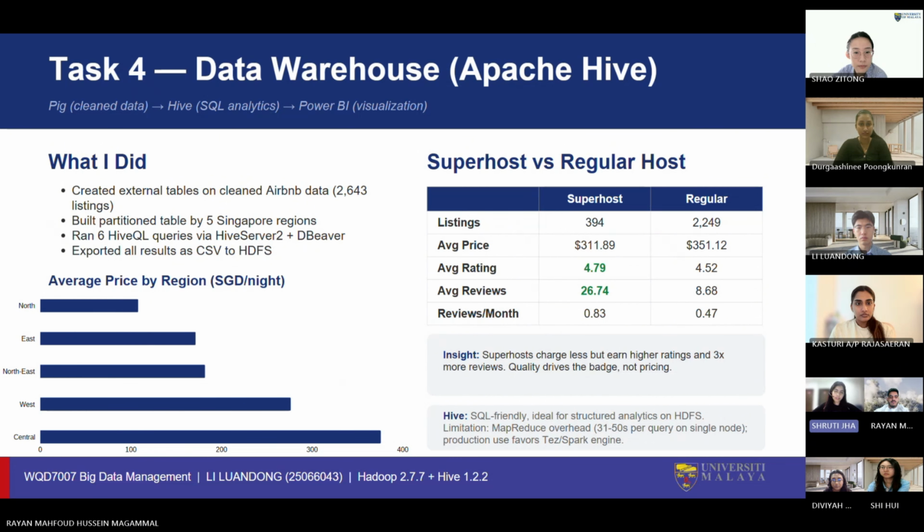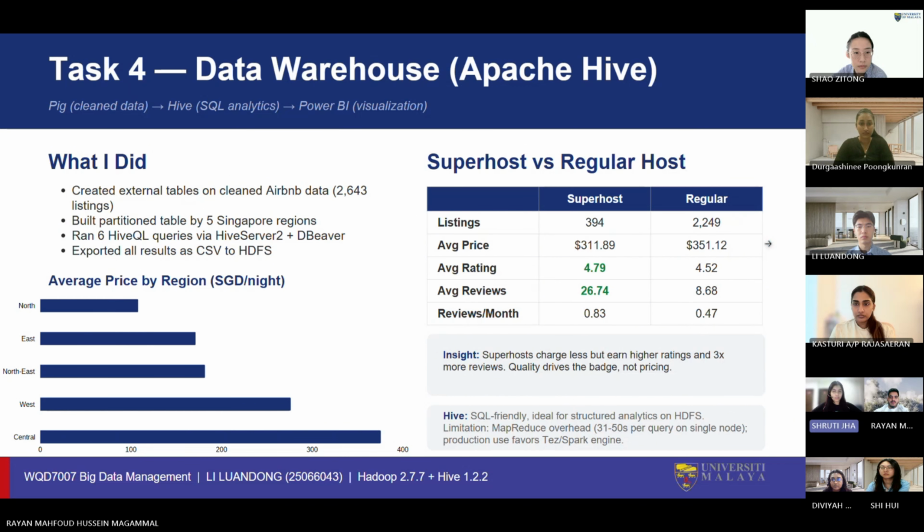And finally, we had the Hive data warehouse, which was sitting right between Pig and Power BI in our data pipeline. Pig cleaned the data, Hive handled the SQL analysis, and the results then went to Power BI for visualization. We built external tables on HDFS and ran 6 queries. The chart on the left shows the central region is by far the most expensive at $376 a night. On the right, we have the superhost comparison telling an interesting story. The superhosts actually charge less, but they earn much higher ratings and 3 times more reviews. So the badge really comes from quality, not pricing.